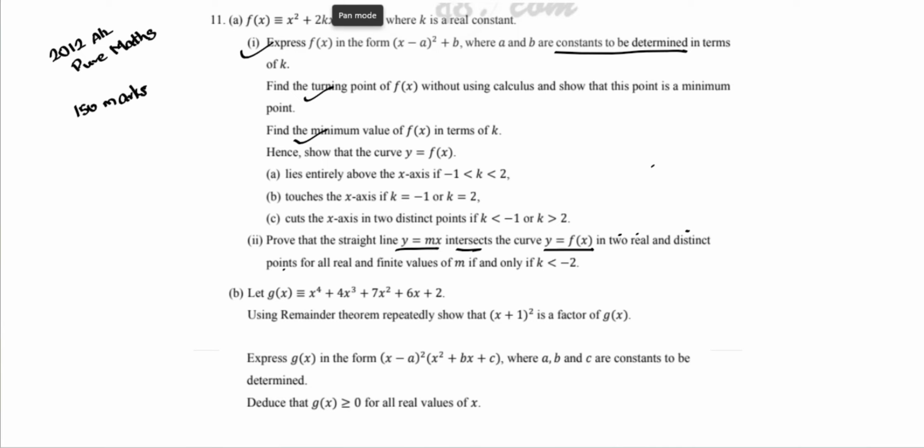Okay. Now this is a situation like this. Now when you say a straight line is intersecting a curve, there are three different scenarios.